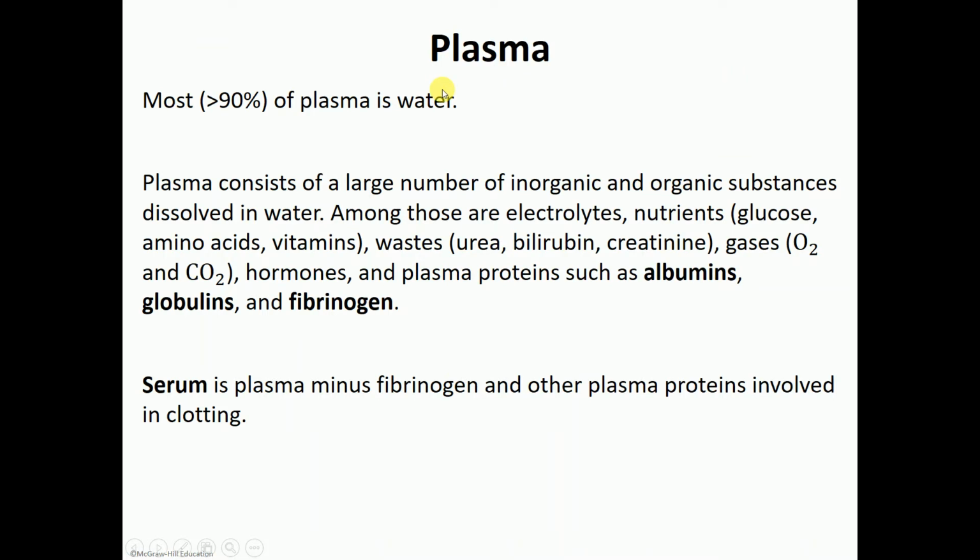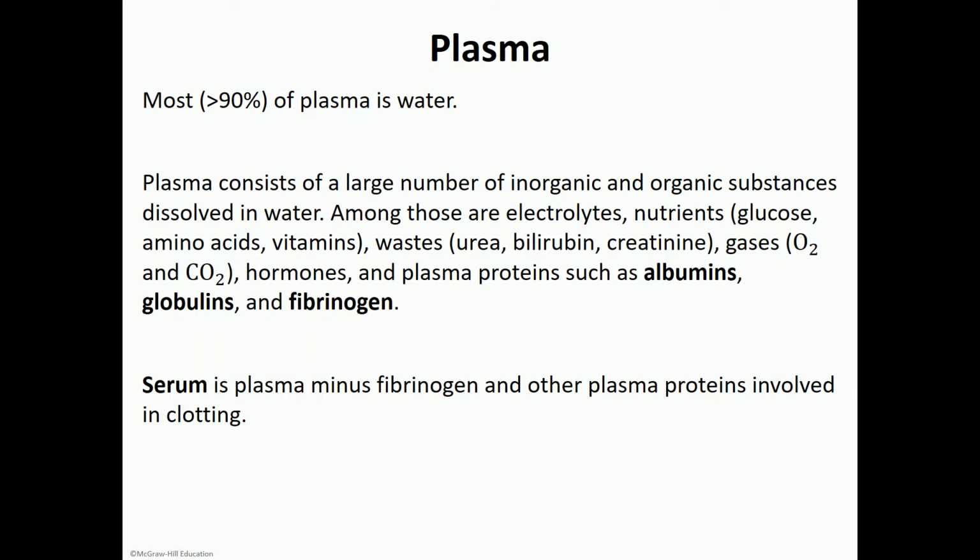Now let's introduce what plasma is. Plasma is mainly water. As you can see, more than 90% of plasma is water. And we have all of that water in order for things to swim and dissolve in that water so that we can distribute them to the rest of the body. So you'll find there gases like oxygen and carbon dioxide. You can find waste products like urea. You'll find hormones, vitamins, plasma proteins like albumins, globulins, and fibrinogen. All of these are things that are being transported by that 90% water.